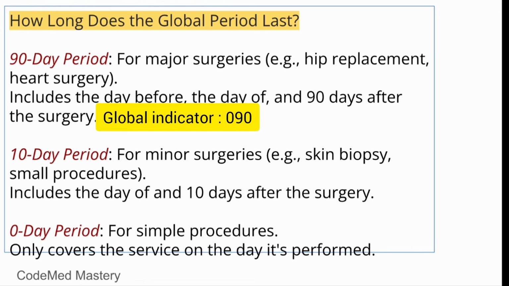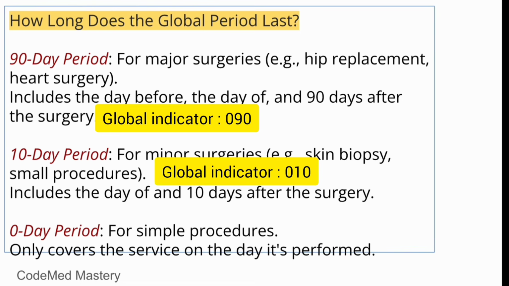The global indicator for 90-day period is 090. The global indicator for 10-day period is 010 and the global indicator for 0-day period is 000.